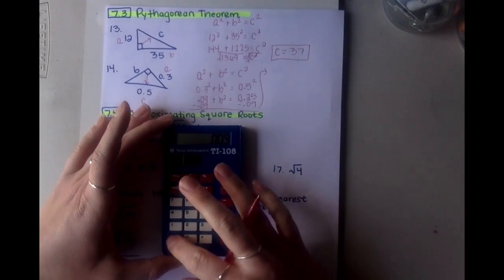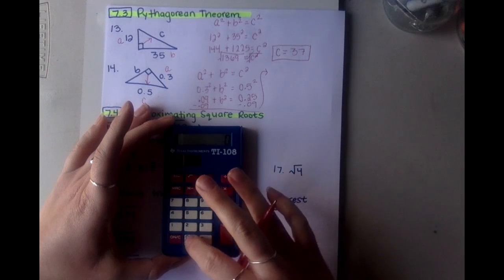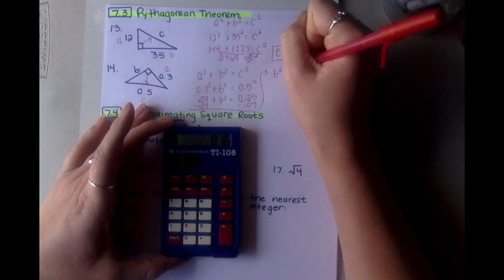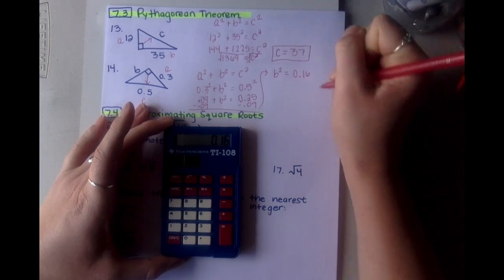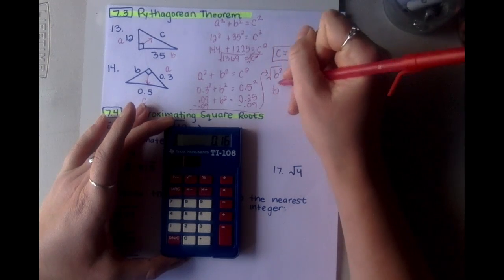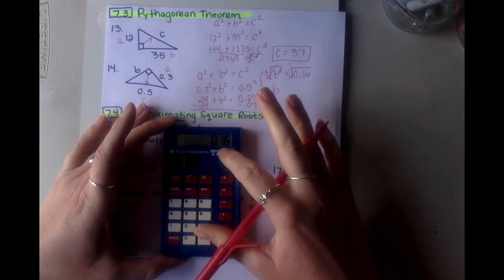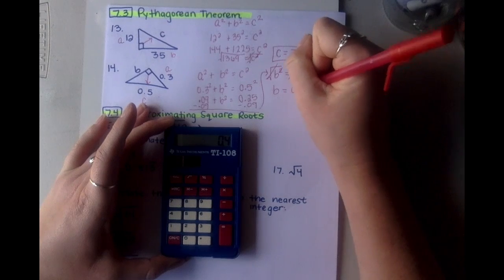So I can do this on my calculator. I have 0.25 minus 0.09, which equals, oh, I can see where this is going. So B squared will equal 0.16. And the last step, I want to take the square root of both sides to get B alone. This will cancel out. And the square root of 0.16 is, oh, look at that, nice and easy. I have a 0.4.